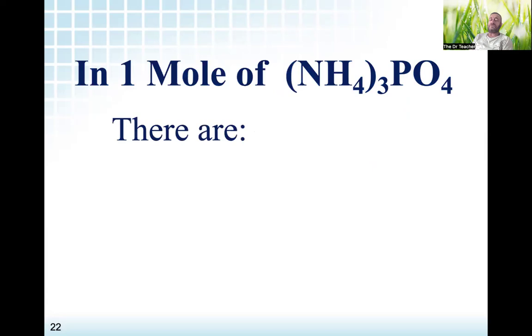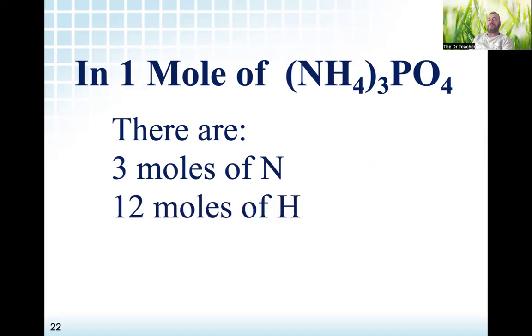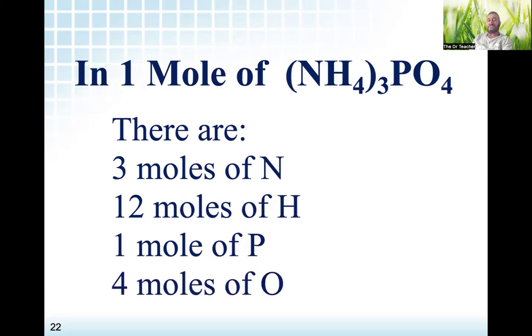So in 1 mole of this, there are 3 moles of nitrogen. We said 3 atoms, and you have 12 atoms, which means 12 moles of hydrogen, 1 mole of phosphorus, and 4 moles of oxygen.